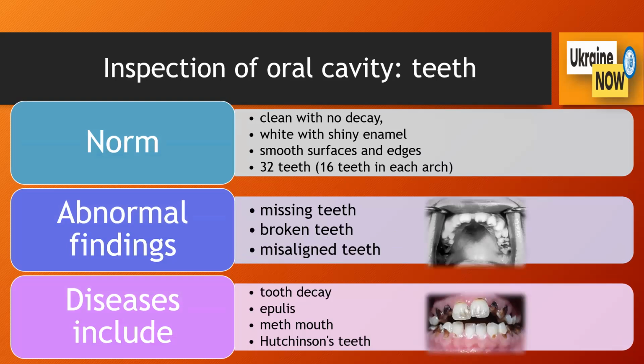Next, tooth condition indicates a person's general health. Teeth should be clean with no decay, white with shiny enamel, and with smooth surfaces and edges. Adults should have a total of 32 teeth. Abnormal findings are missing, loose, and broken teeth. Diseases of the teeth include tooth decay, malocclusion, and Hutchinson's teeth.